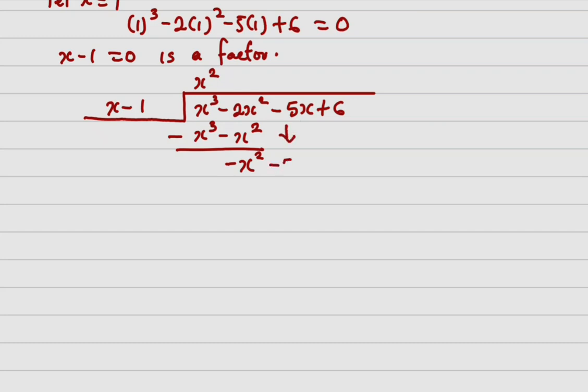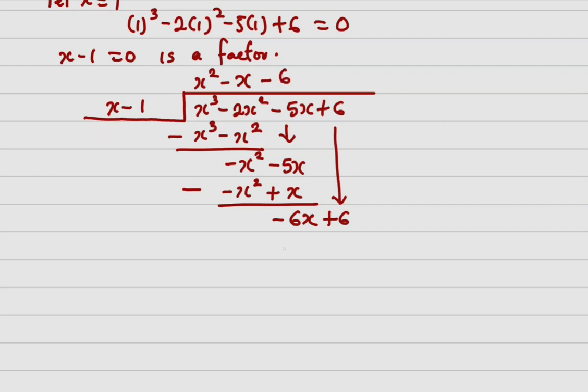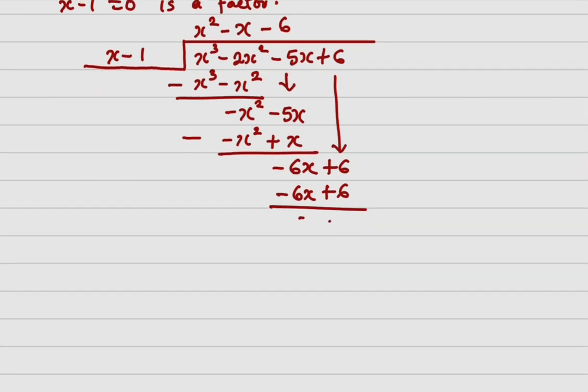Then bring down this minus 5x. Minus x, so that by the time we multiply, we are going to have minus x squared plus x. We subtract, this goes, and we are left with minus 6x. I'll bring down this plus 6. All right, so we are going to have minus 6 here, so that we have minus 6x plus 6. Okay, this clearly shows that it is divisible.